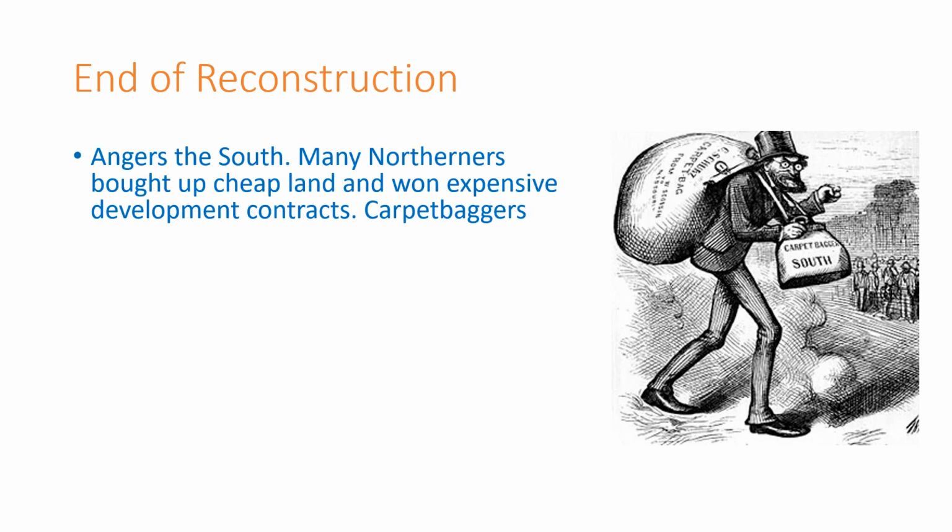So Reconstruction, though, comes to an end, mainly because it angers so many people in the South. Many Northerners bought up cheap land and won expensive development contracts, so things like building the railways in the South. This angers lots of people in the South who think that people from the North are just coming in now and making money out of the South. They're taking all of the best sort of things out of the South, the land, and the big money, the big business out of it. These people become known as carpetbaggers, so people who arrive from the North and take things from the South just after the Civil War.